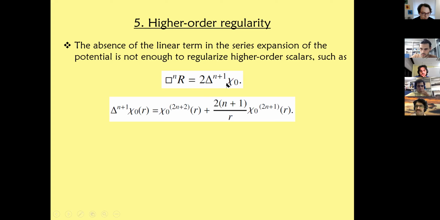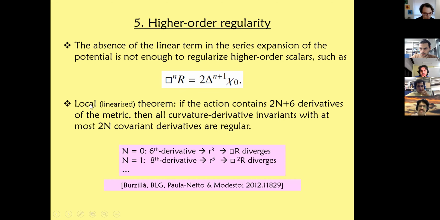And then, because you have this relation, you see that you can have a singularity here that comes from the 2n plus 1 derivative of chi0. So if this term is not 0, your singularity appears again. And the result that we got is that if your action has 2n plus 6 derivatives of the metric, then all the curvature derivative invariants with at most 2n covariant derivatives are regular.